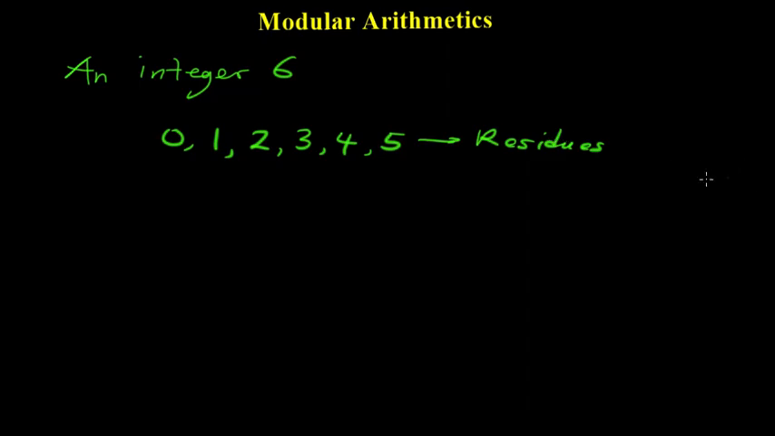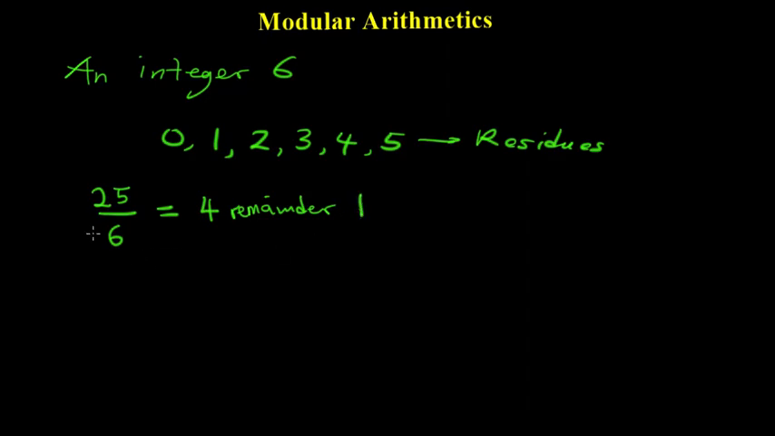Let's take for example, we are dividing the integer 25 by 6. If you divide 25 by 6, 6 will go in how many times? 4 times. It will remain 1.